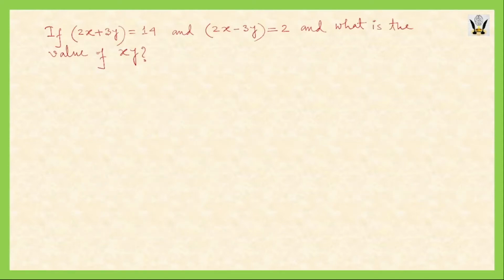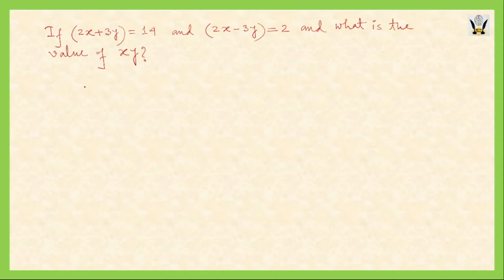Now our next problem says that if 2x plus 3y is equal to 14 and 2x minus 3y is equal to 2, then what is the value of xy? It looks a bit tricky, but the similarity these two terms have, 2x plus 3y and 2x minus 3y, is that the terms are the same, only the sign between them is different, meaning we are performing a different operation. Here it is addition, here it is subtraction, and their values are given.